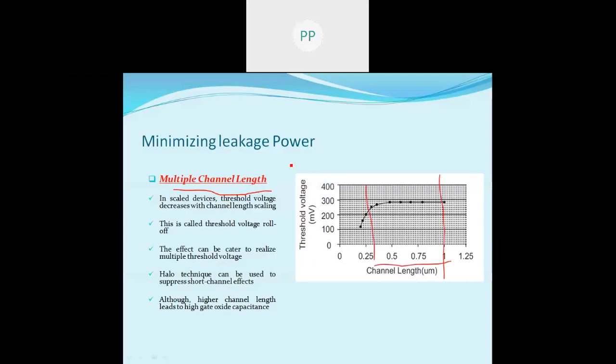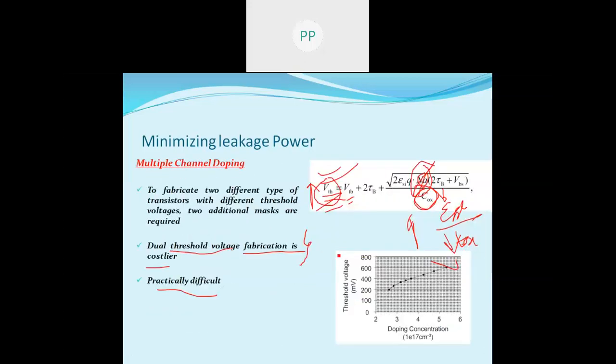That could be a costlier affair again, but by this technique we'll be able to achieve different threshold voltages, because you can see that at the channel length of 1 micrometer, the threshold voltage is slightly less than 200 millivolt, but at around 0.25 micrometer, the threshold voltage is around 200 millivolt. So there is a significant change in the threshold voltage, and that could be used in order to have transistors with different threshold voltage on the given chip. Okay. But these are basically fabrication level techniques, so these are adopted at the time of chip fabrication.